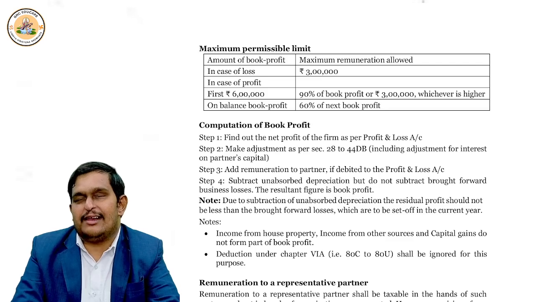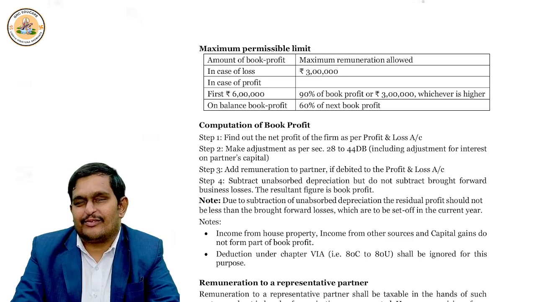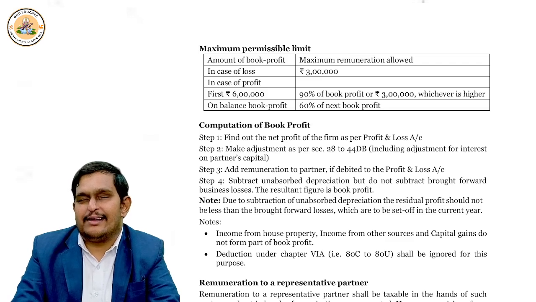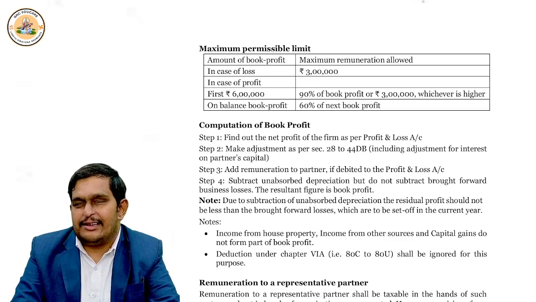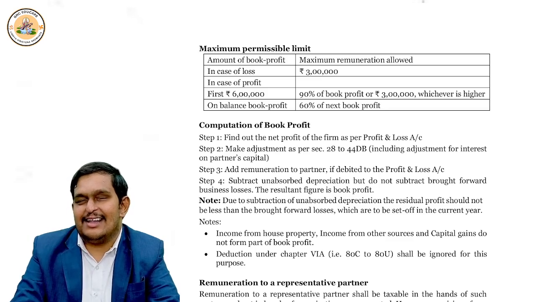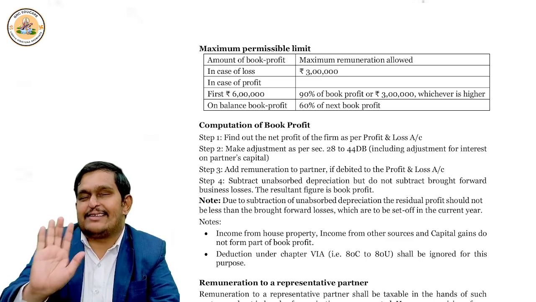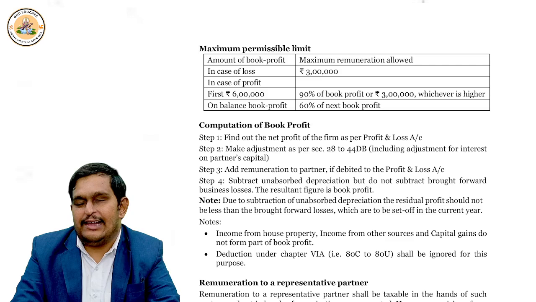Then the maximum salary to be paid to partners is 3 lakh rupees. In case of loss, what is the maximum salary payable to partners? 3 lakh rupees. Now, is it for a single partner? Each partner 3 lakhs? The answer is no. All partners together, maximum 3 lakhs. But suppose you got a profit.